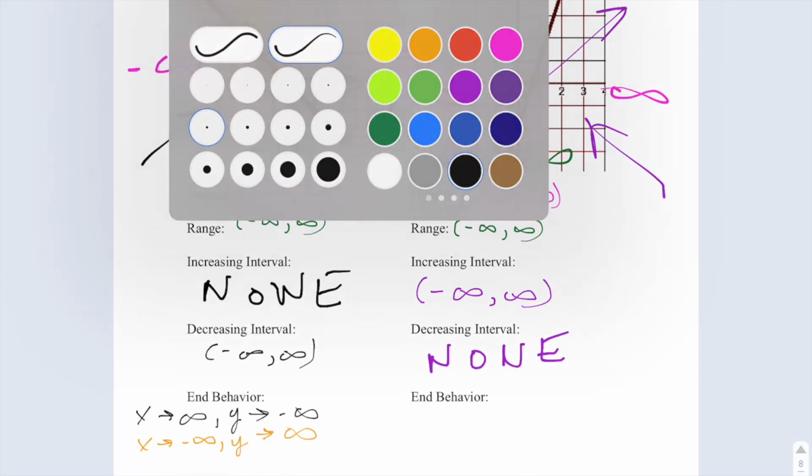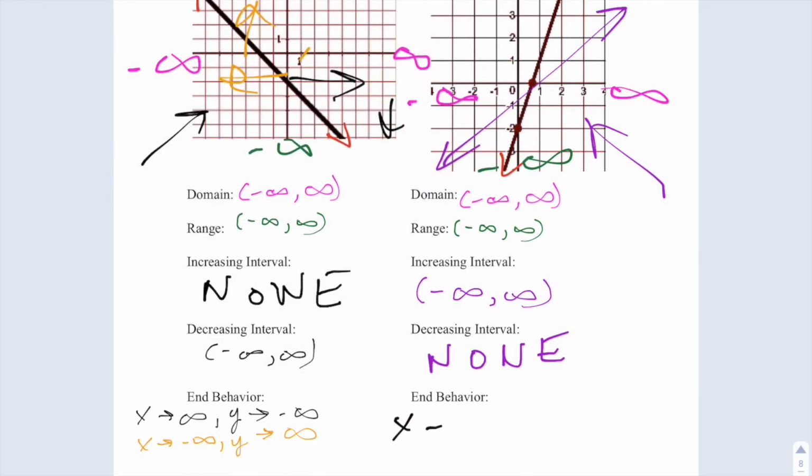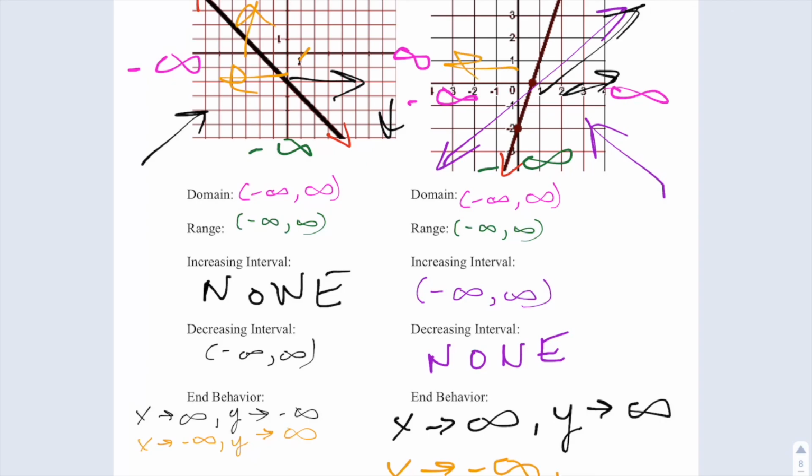Now looking at our second continuous line, as x approaches infinity, so as we go this way, the graph's going up, so that means y will also approach infinity. And then as x approaches negative infinity, so as we go this way on this graph, this line is going down toward y's negative infinity. So as x approaches negative infinity, y is approaching negative infinity.